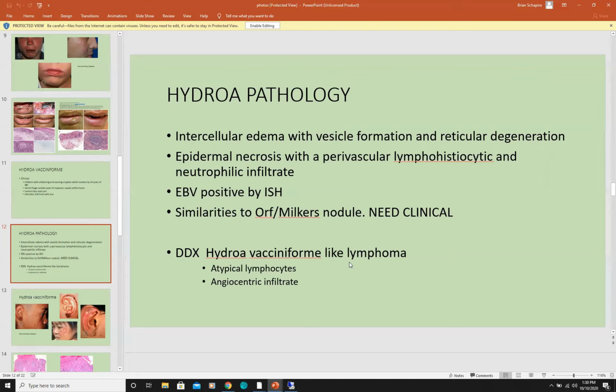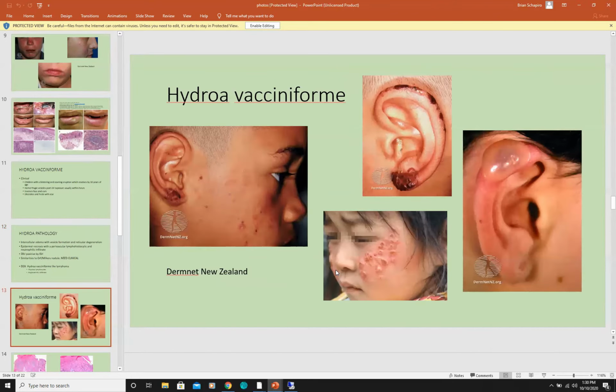The differential is a fairly newly described lymphoma, which is Hydroa vacciniforme-like lymphoma. And this looks fairly similar histologically, but the lymphocytes in the dermis are atypical, and there's some angiocentricity and maybe even some angioinvasion with this. So here are some clinicals from that same DermNet New Zealand of Hydroa, and again vesicles, ulceration. This one involves the ear, and you can see some crusting and hemorrhagic crusting. There's bulla formation.